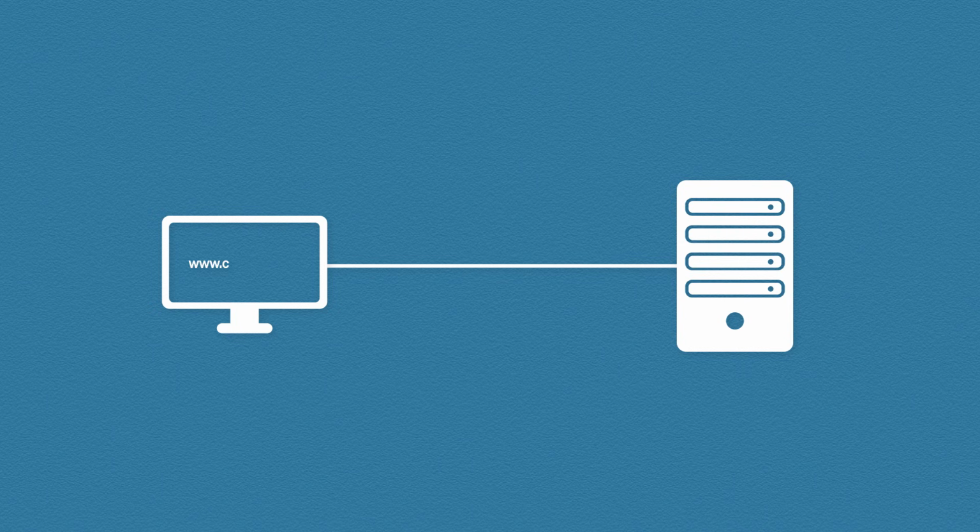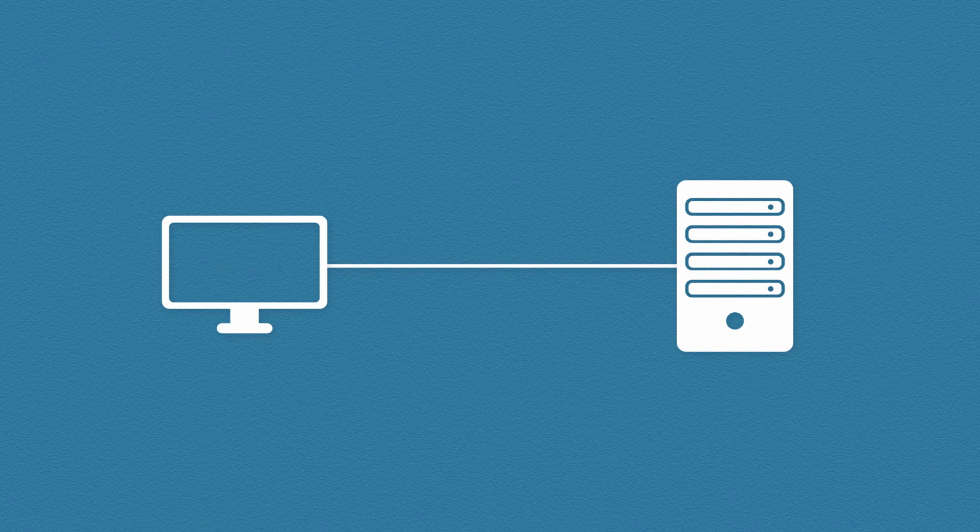Let's say we want to access the web server. We type in the web address or URL of the site we want to visit. And the first thing the computer will do is convert this URL into an IP address. This is done by using DNS, but we will cover that in another video. For now, just know it converts that web address into an IP address. The computer then sends the request to the web server.